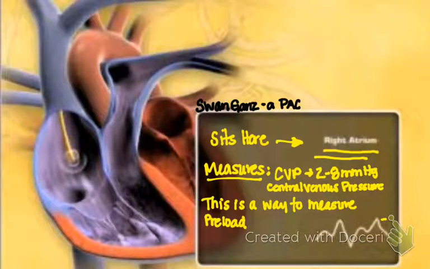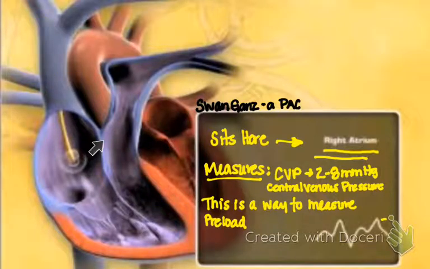This right here is your Swan-Ganz. It is a type of pulmonary artery catheter. Pulmonary artery catheter, remember, it measures central venous pressure. It can measure different things. Again, that is your invasive type monitoring, and Swan-Ganz is just a name brand. So this is a picture, and it has your Swan-Ganz sitting here in the right atrium. And this measures your central venous pressure.